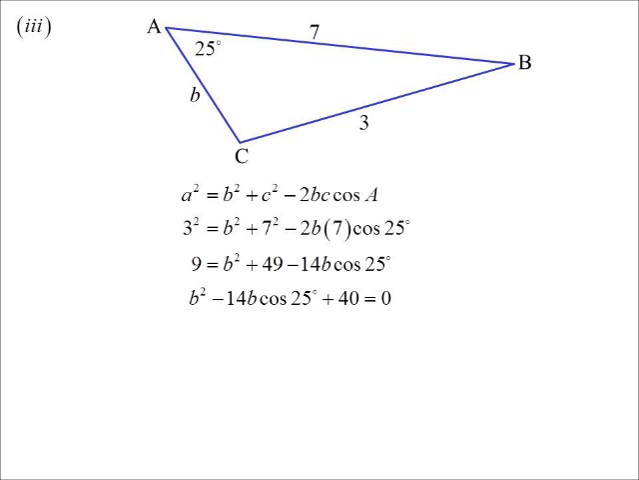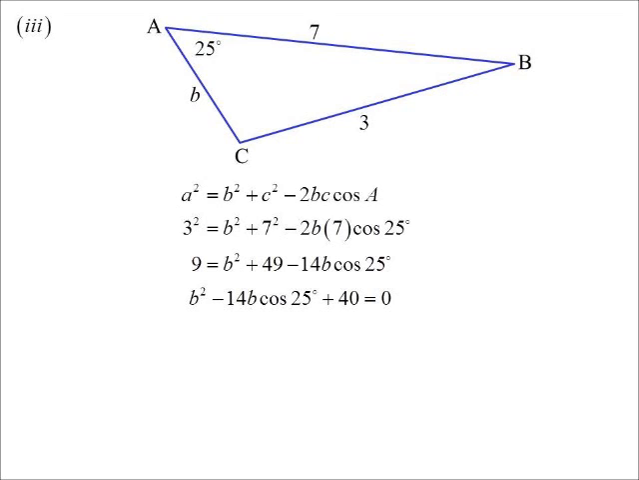Well, it's a quadratic equation. Unfortunately, it's a bit hard to factorise, unless you're very clever. What multiplies together to give 40, and adds together to give minus 14 cos 25? Oh, that's a bit of a problem.